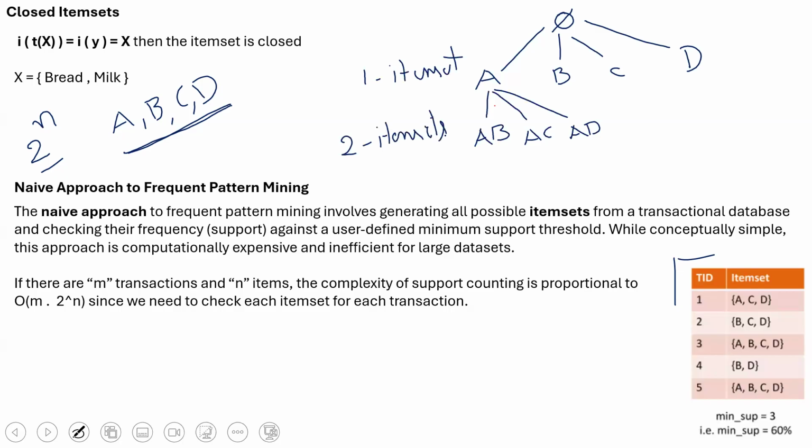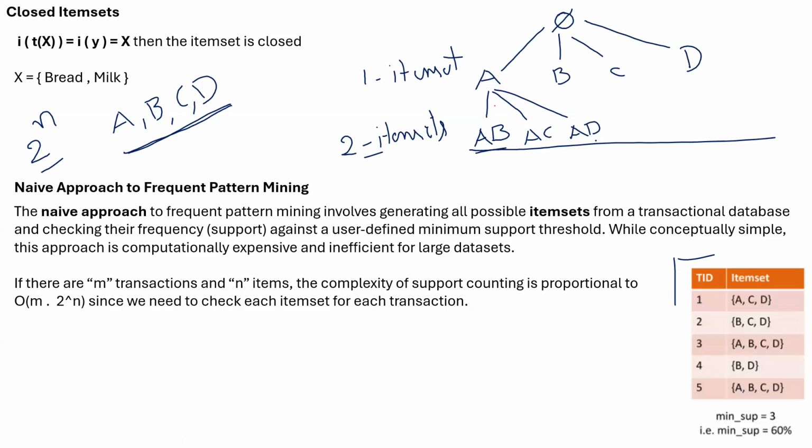Why are we calling this two item sets? As the cardinality of this set is 2, right? The number of items in this item set is 2. Any item set that falls in this particular line will have 2 items. That is the reason we are calling this the two item set level. So we have AB, AC, AD. Those are the possible combinations.